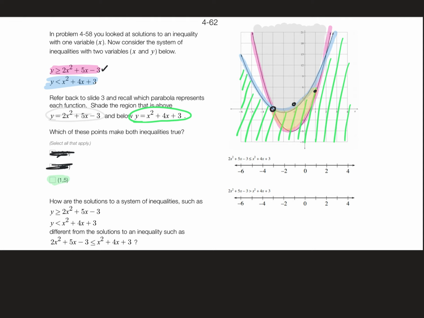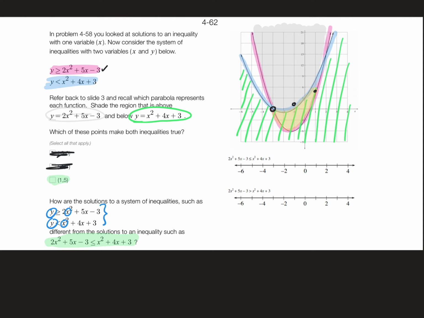So how are the solutions to a system of inequalities like we just graphed different from a solution to just an inequality with one variable? And that's the big difference. With the inequality with one variable, we're only concerned about getting solutions that are in terms of x. But as soon as we get a system like we have on this slide, we have both x's and y's, which means that our solutions have to contain both x's and y's. So our solutions are ordered pairs, and that's why we have to look at a shaded region on the graph.